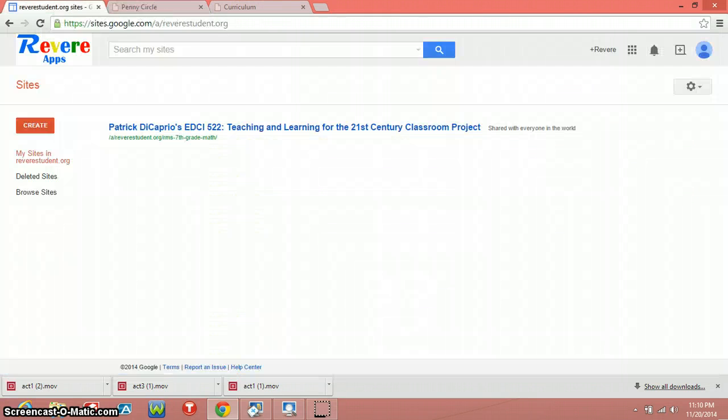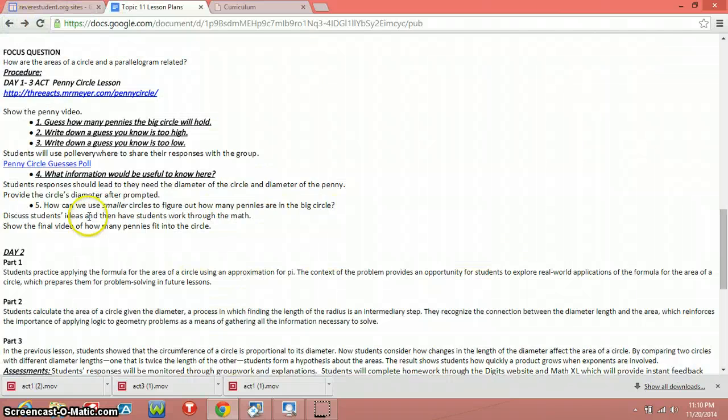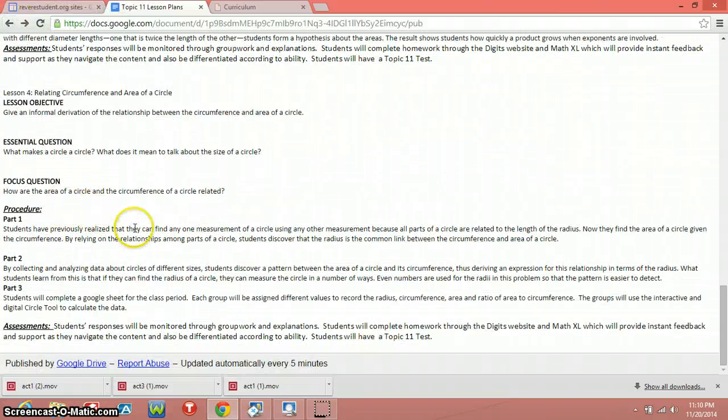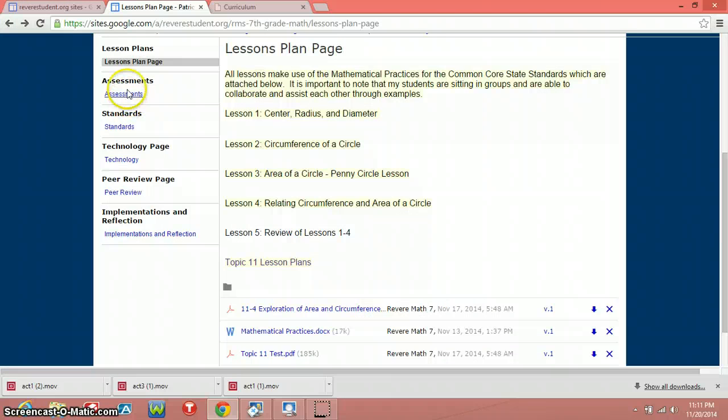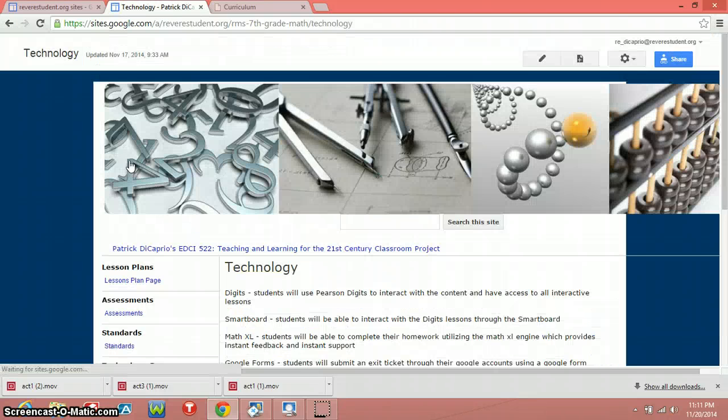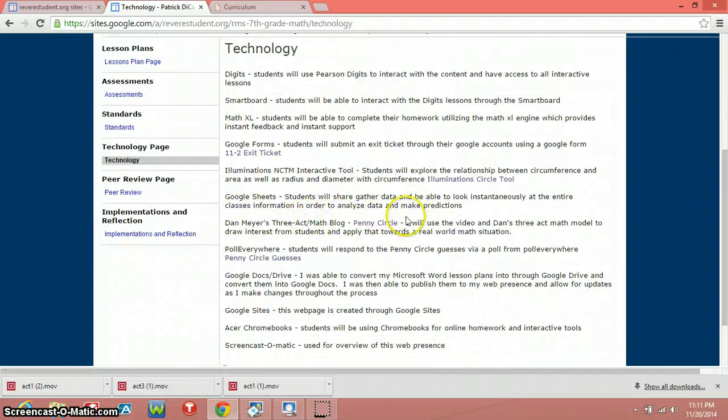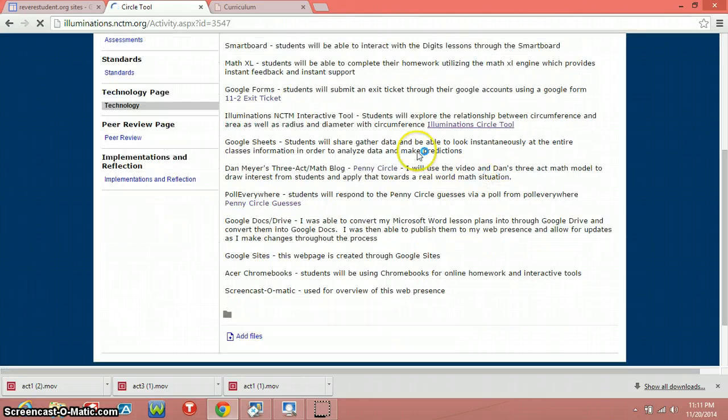The next lesson will deal with the relationship between circumference and the area of a circle. And what I've decided to use for that lesson, technology-wise, is going to be an Illumination circle tool and also Google Sheets, Google Slides.